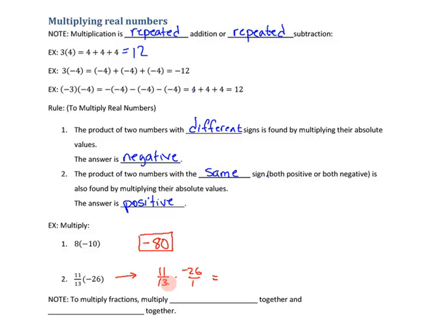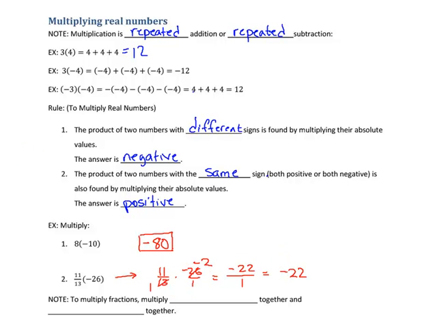Actually, one step I can do in here is I can cancel a 13 out of the top and bottom, because 13 divides out of 13 and I get 1. 13 divides out of negative 26 and I get negative 2. 11 times negative 2 is 22, but it's negative because they're opposite signs, over 1 times 1, which is 1, or negative 22.